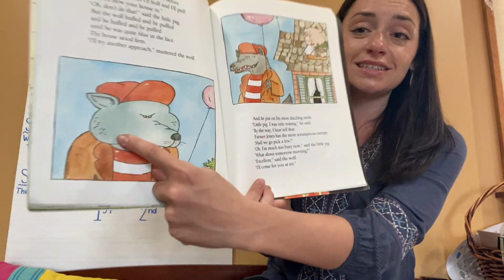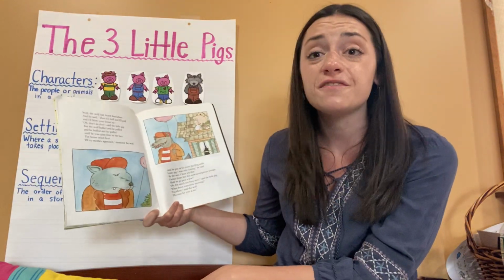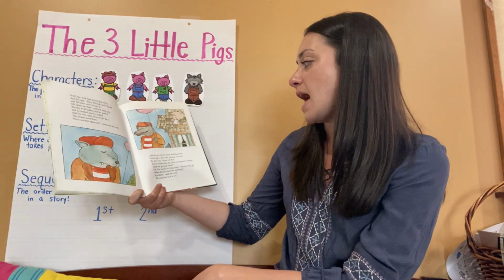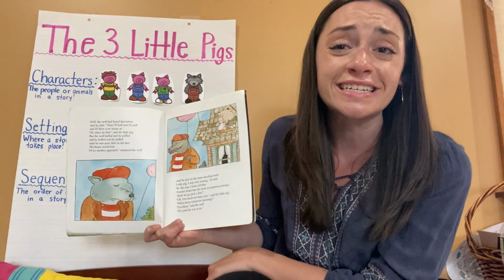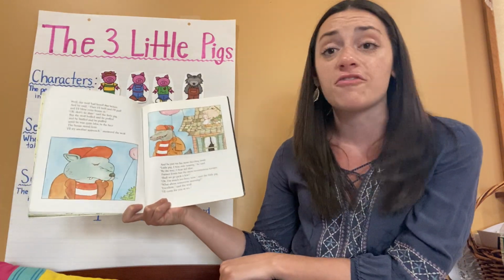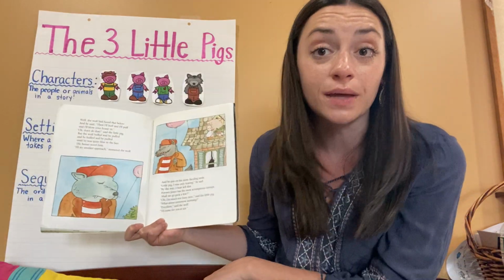face. His cheeks are turning a little bit blue. He's running out of air. The house stood firm. "I'll try another approach," muttered the wolf. And he put on his most dazzling smile. "Little pig, I was only teasing," he said. "By the way, I hear tell that Farmer Jones has the most scrumptious turnips. Shall we go pick a few?"